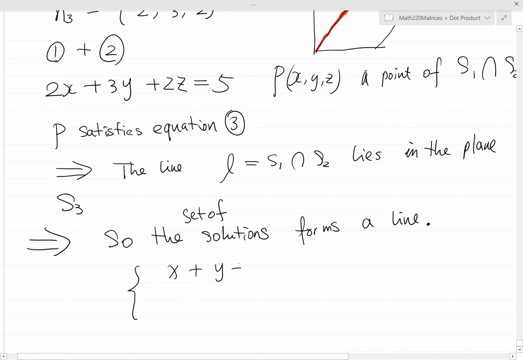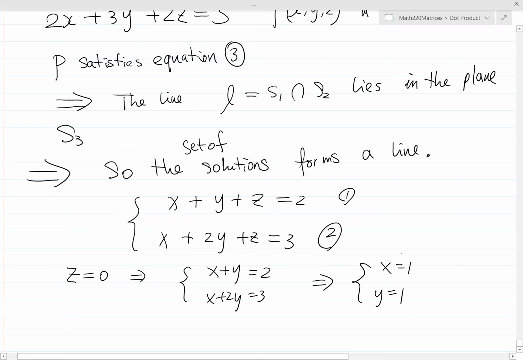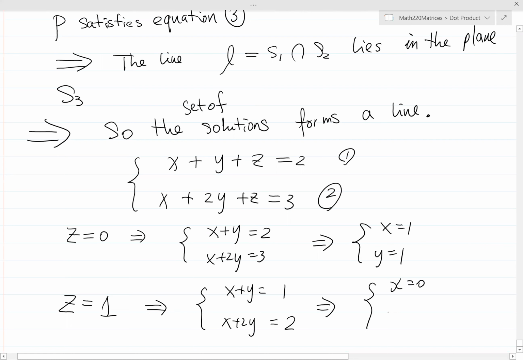X plus y plus z equal to 2. X plus 2y plus z is 3. So we solve this system. There are many solutions. For instance, if you take z to be 0, you get x plus y is 2, x plus 2y is 3. It's easy to solve: x is 1, y is 1. If you take z to be 1, then you get x plus y to be 1, x plus 2y is 2. So you get x is 0, y is 1.